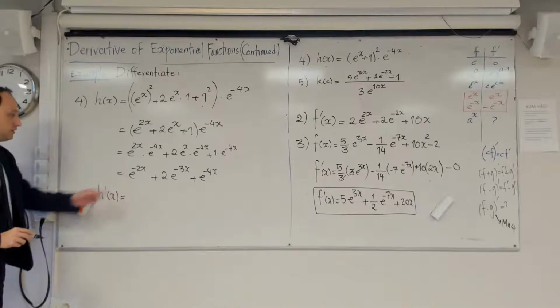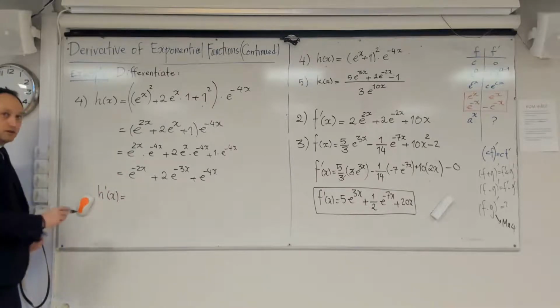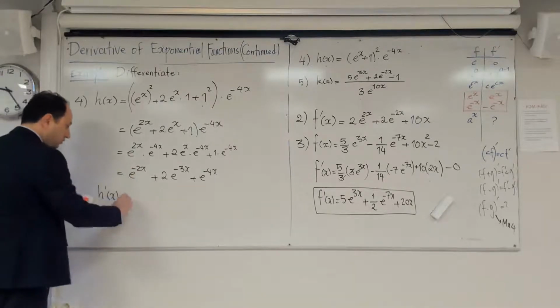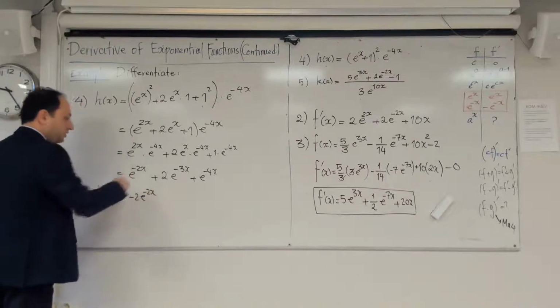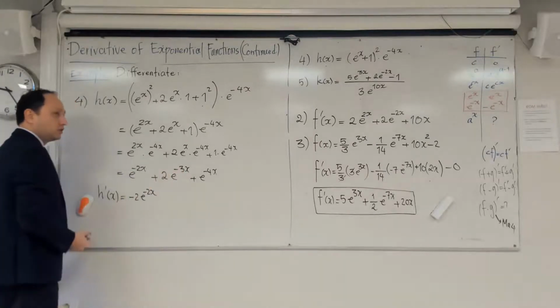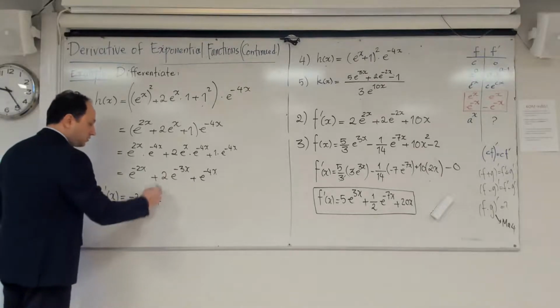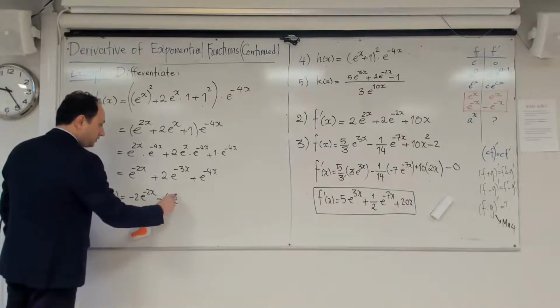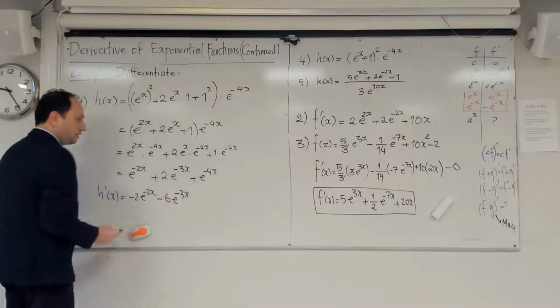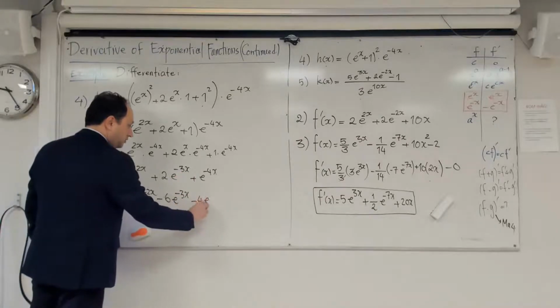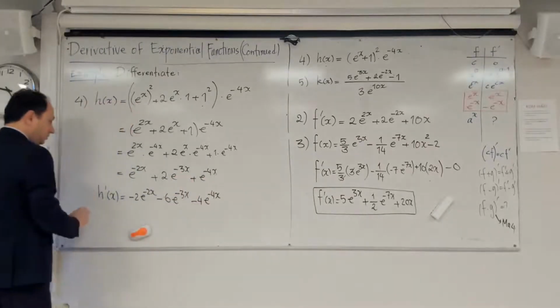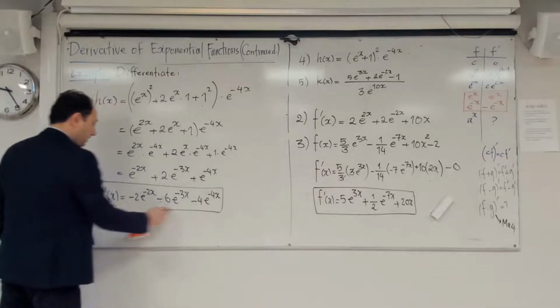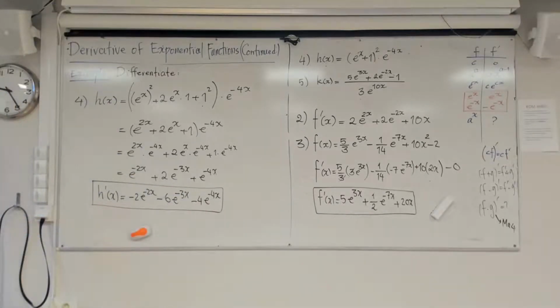You can do it in your head. What is the derivative of the first part? Any questions? Minus 2 goes down, and then I repeat the same function in front. Here, minus 3 goes down, but there is a 2 behind that already. So what happens? Oh, sorry. It becomes minus 6e to the power minus 3x. This one, minus 4 goes down, minus 4e to the power minus 4x. So this is the derivative of this function. Is that clear for everyone?